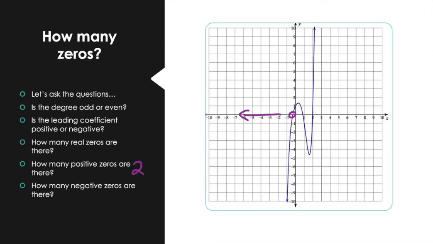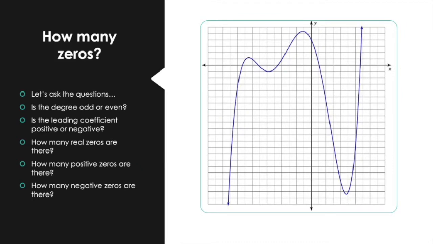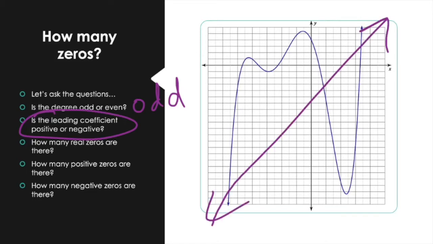Let's do another one. Same questions. What is the degree, or is the degree even or odd? Well, since, again, it's going in opposite directions, this is an odd degree. What is the leading coefficient? It's going from down to up. It is a positive leading coefficient.